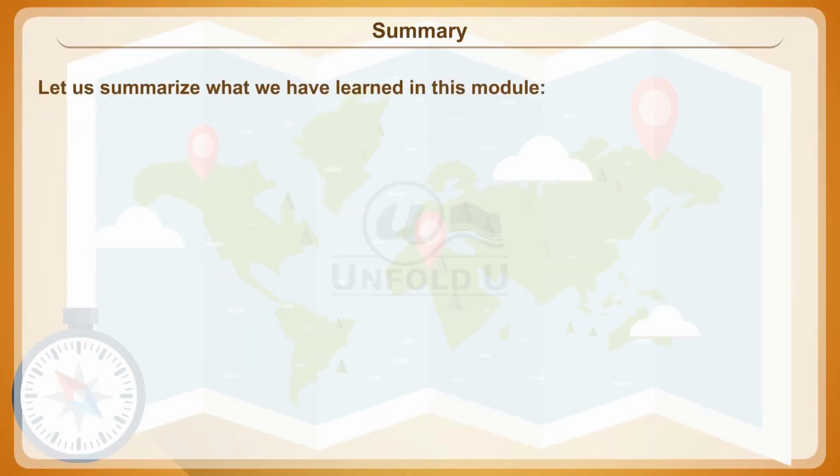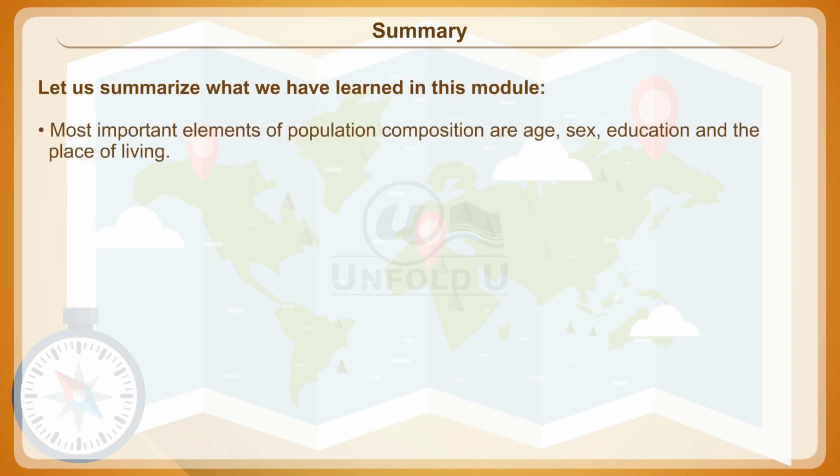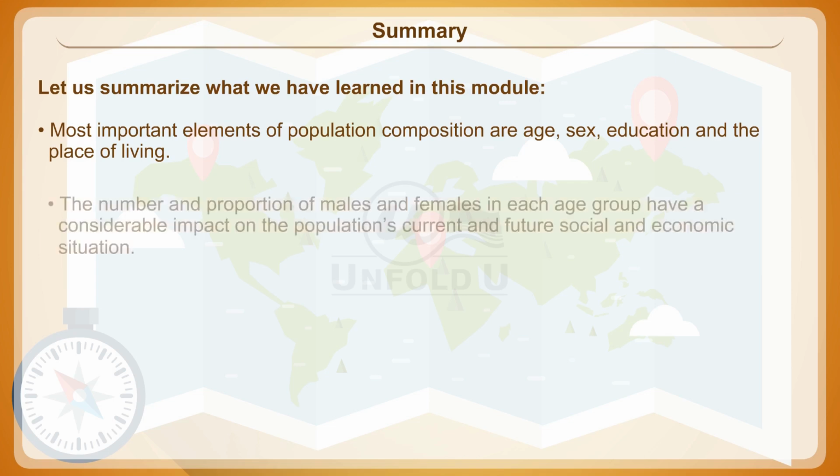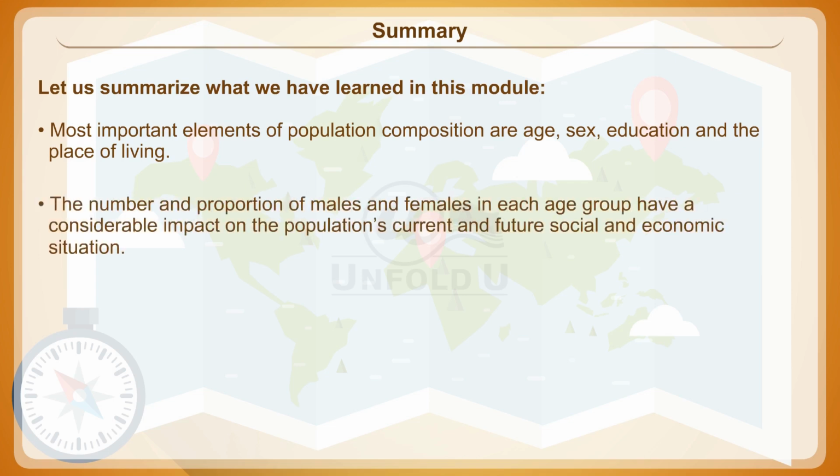Summary. Let us summarize what we have learned in this module. The most important elements of population composition are age, sex, education, and the place of living. The number and proportion of males and females in each age group have a considerable impact on the population's current and future social and economic situation.